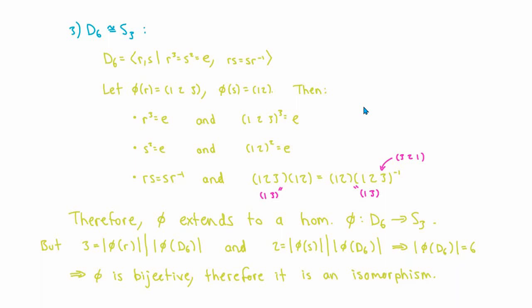And it's a good example of how properties 8a and 8b can be useful when you're trying to construct homomorphisms from one group to another.